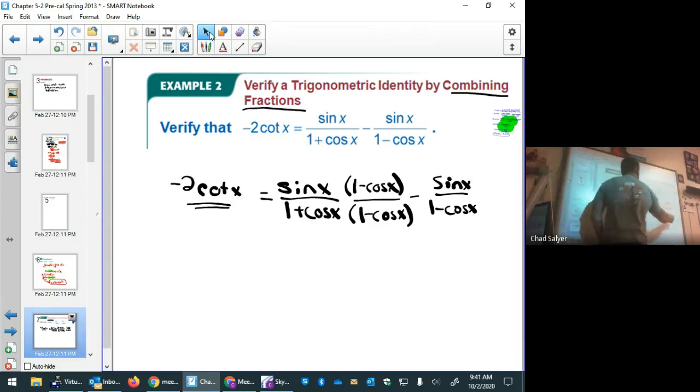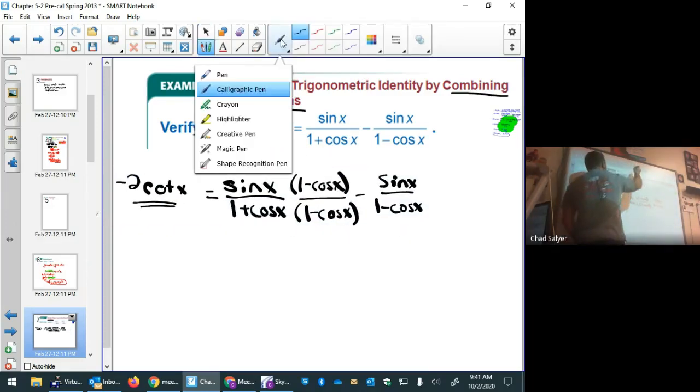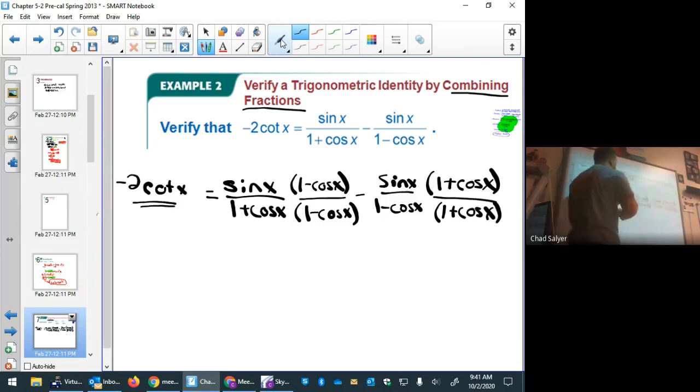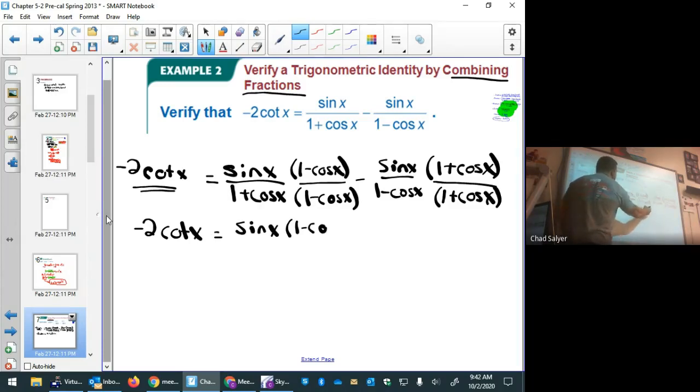Give myself the maximum room there. Times 1 plus cosine x over 1 plus cosine x. The result of this step is going to be a common denominator. -2 cotangent x equals sine x times 1 minus cosine x over 1 minus cosine squared x.